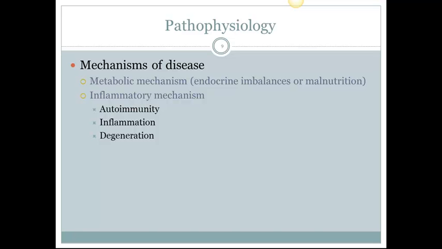Pathophysiology, mechanisms of disease. So metabolic mechanisms we can also have, which are endocrine imbalances or malnutrition. Inflammatory mechanisms, which can consist of autoimmunity, where the body attacks itself. Some examples are rheumatoid arthritis, lupus, and scleroderma. There are also many more. Inflammation, due to maybe an infection of some sort or an invasion of a foreign body. Degeneration, which can also be malnutrition. Some examples are rickets, goiters, and anemia.